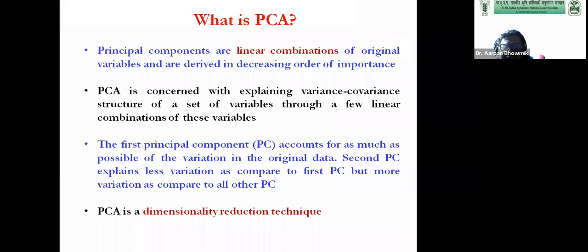As I told, PCA is a data reduction technique. Why? Again, I will repeat: initially we will have as many principal components as the original variables, but in the final interpretation we will focus on only 2 to 3 of them. In that way, it reduces the data structure.